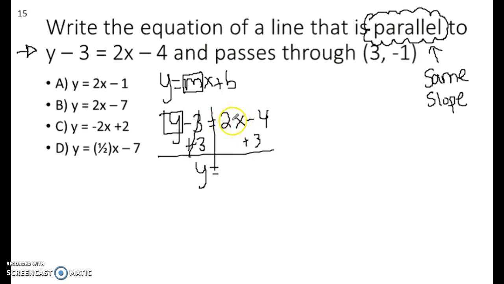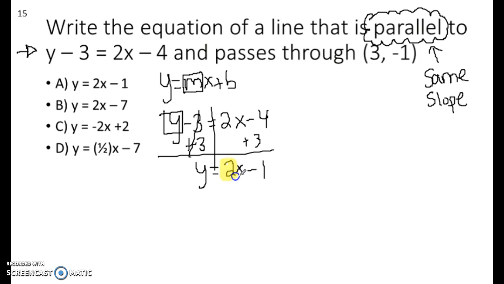Now, you can't do 2x's plus 3 numbers. Those are not common terms. Those aren't like terms. So we're just still going to keep our 2x's, but we can combine a negative 4 and a positive 3. That would give us a negative 1. All right, so we took our original equation, we put it in slope-intercept form. The whole purpose of that was so that we could pick out the slope.